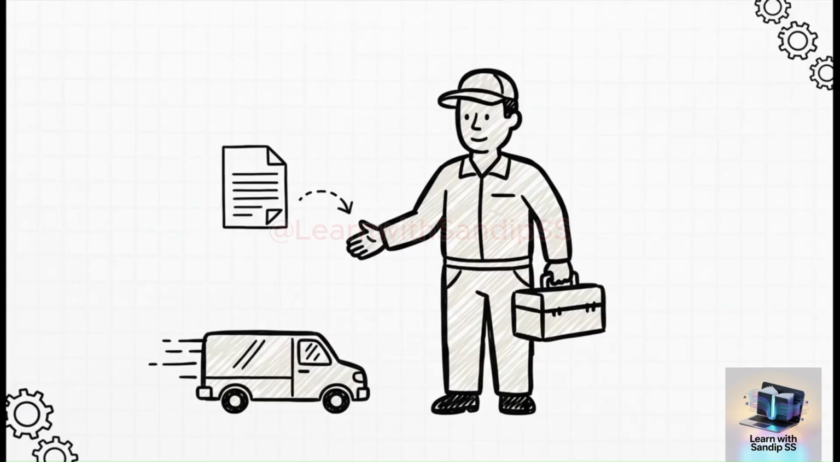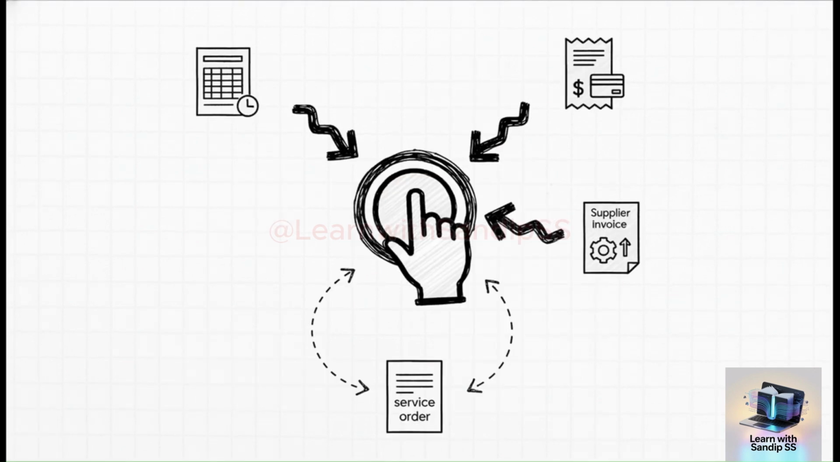Okay, the plan is locked in, the parts are on the way. Now we get to move into the execution phase. This is where the technician on the ground really takes center stage. So, after the job is done, the technician posts something called a service confirmation. Now listen, this is way more than just a job done checkbox.